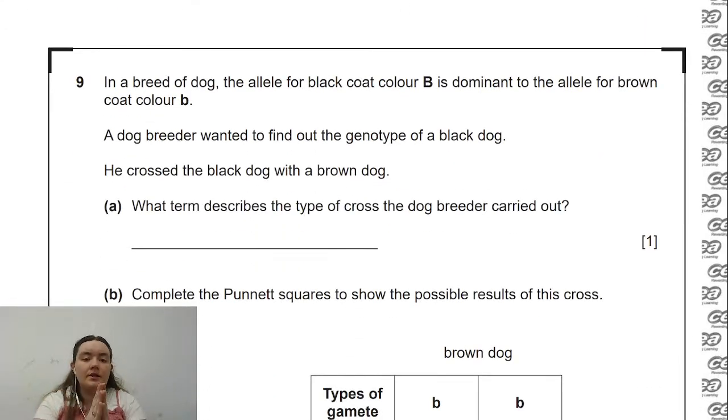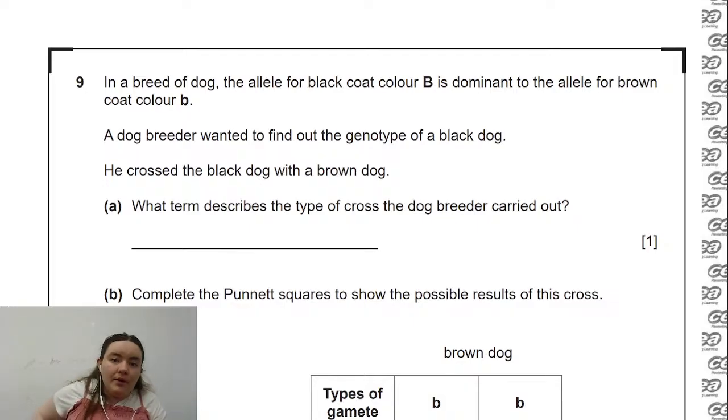Okay, but anyway, question 9. A breed of dog. In a breed of dog, the allele for a black coat, big B, is dominant to the allele for a brown coat, small b. A dog breeder wanted to find out the genotype for a black dog. He crossed his black dog with a brown dog.